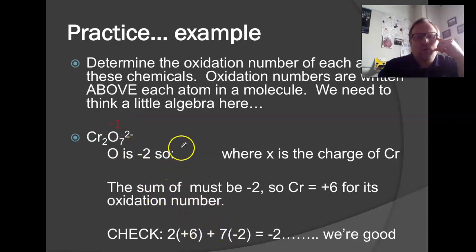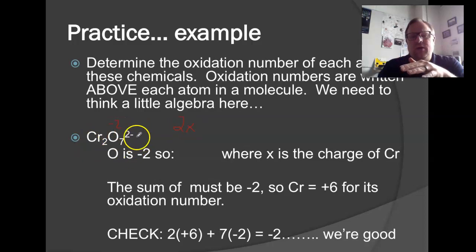So what I would suggest at this point is we're not sure what chromium's oxidation number is going to be. So we can just set up a simple algebraic expression to solve for this. There are two chromiums in this, so I'm going to say that there are two x's in this expression that we're setting up. And then we know that if we add all of the oxidation numbers together in this ion, it should equal -2. So this is going to equal -2.